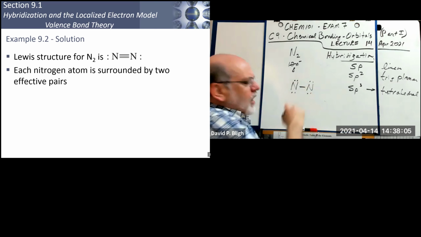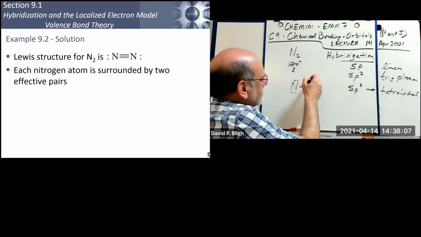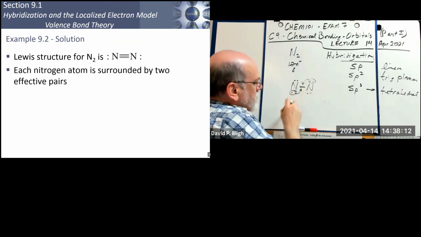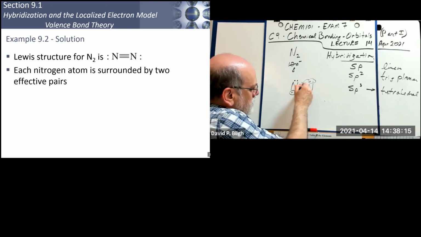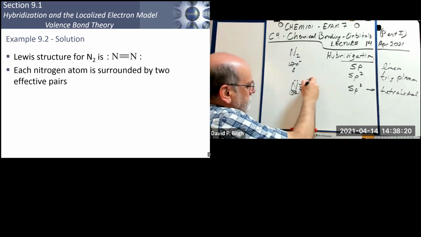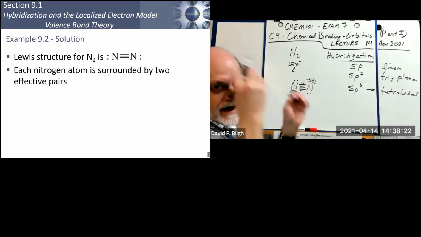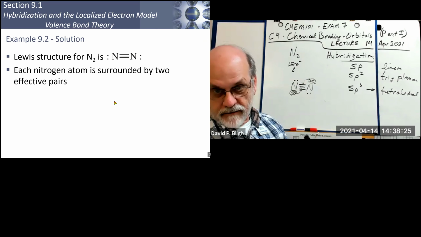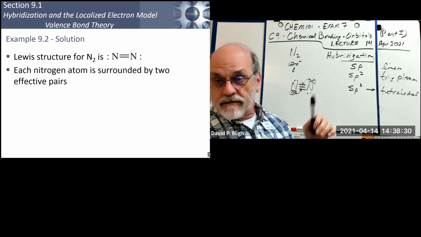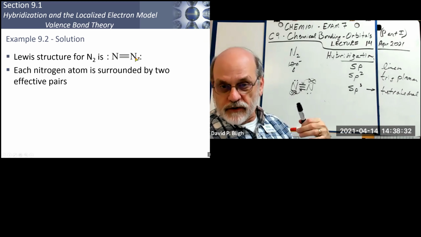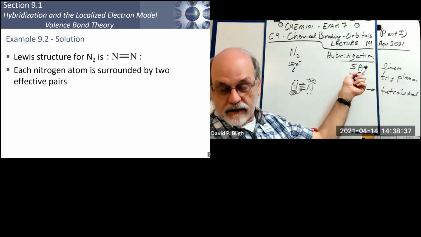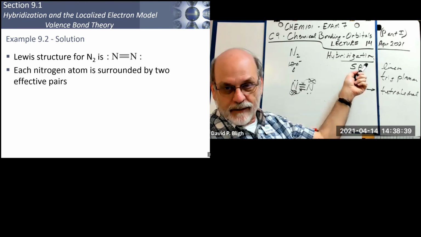Because what we would do, oh, I haven't finished. That one goes there, and this one goes there. So that means 2, 4, 6, 8. 2, 4, 6, 8. Now we've got this one right here. Now we have 2 groups around each nitrogen, which is what? Linear. So it's sp hybridized.